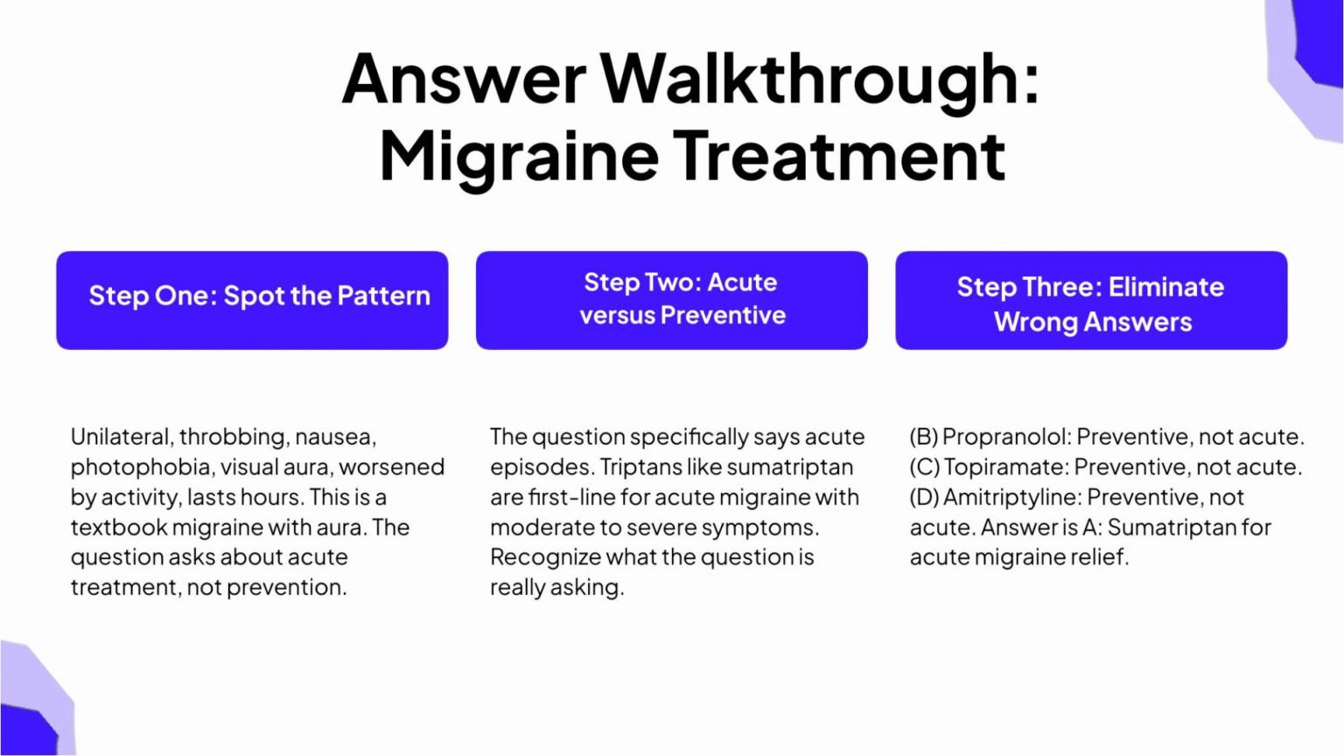In step 3, we eliminate wrong answers. Propranolol, Topiramate, and Amitriptyline are all preventive medications used for migraine prophylaxis. None of them work for an acute attack. The correct answer is A, sumatriptan. Triptans are first line for acute migraine with moderate to severe symptoms. Always read the question stem carefully to determine if they want acute or preventive treatment.